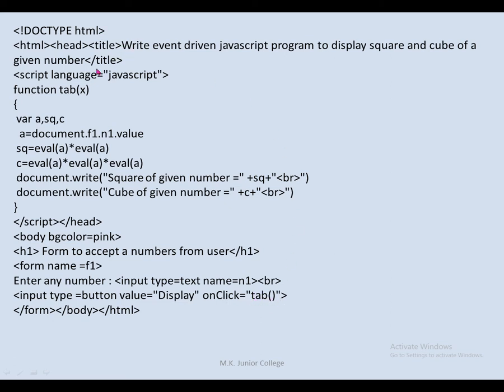It goes in the header part. Just see where the tab function is here. Yes, here is the tab function. Then it starts working with whatever commands are given inside the tab function. Okay, so tab is a function name, any name you can add, and x is a variable you are passing to this tab function.